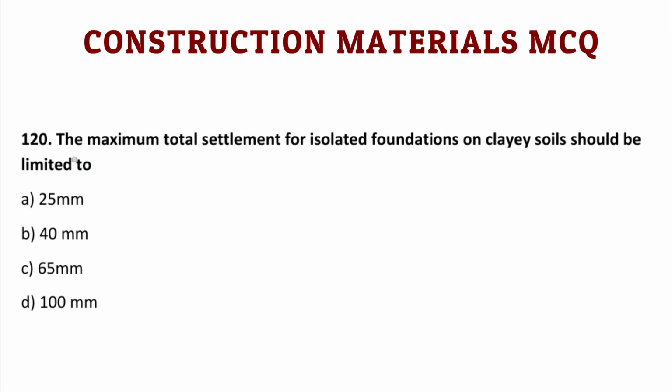So next question, the maximum total settlement for isolated foundations in clayey soil should be limited to option A 25 mm, option B 40 mm, option C 65 mm, option D 100 mm. So the correct answer is option C 65 mm.